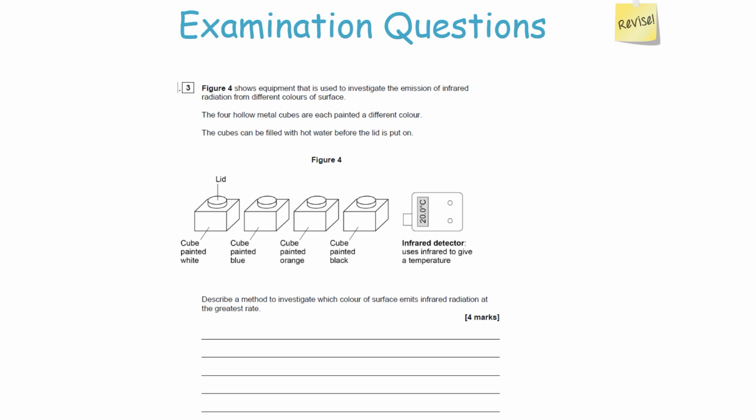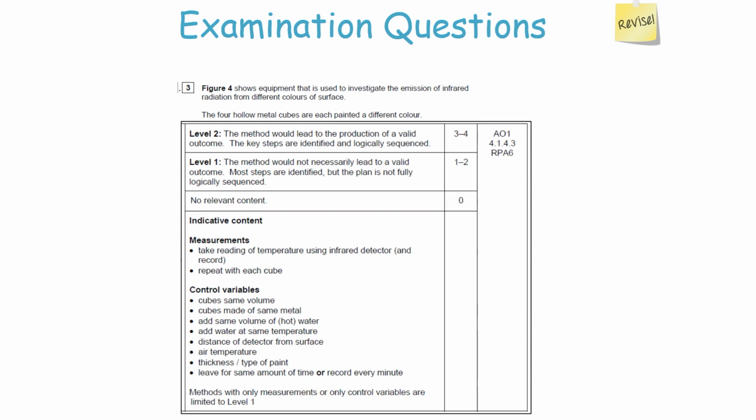Right, so for this one, you've got to think about what measurements you're going to take, and what controls you're going to use to get valid results. So the first thing you're going to do is take the reading of the temperature using the infrared detector, and you're going to do it for each cube, and you're going to measure the different temperatures of the different cubes. But what has to be kept the same to get accurate and valid results?